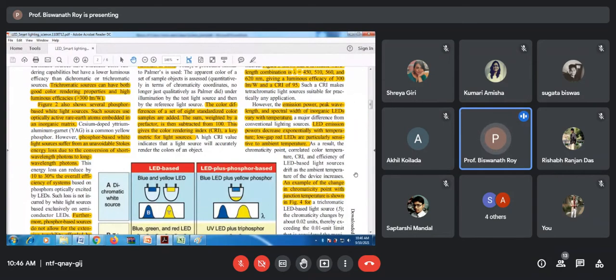Okay, please look at this. So what is meant by this chromaticity? So this is what I was saying, there are a number of limitations of the LED light source. One of the limitations is the temperature dependency.